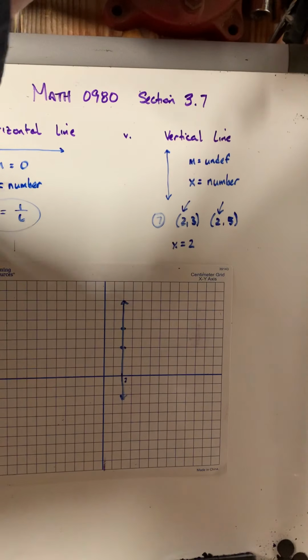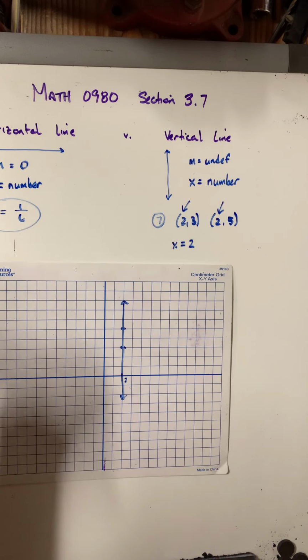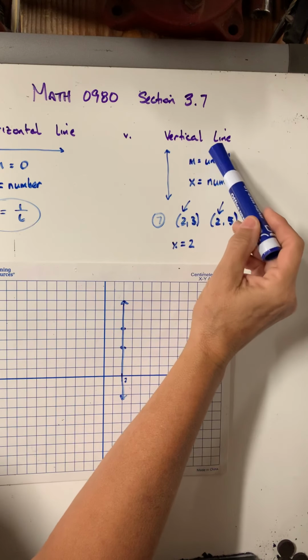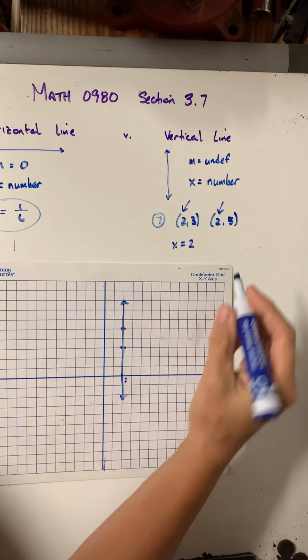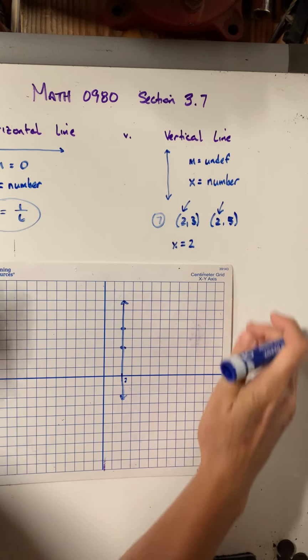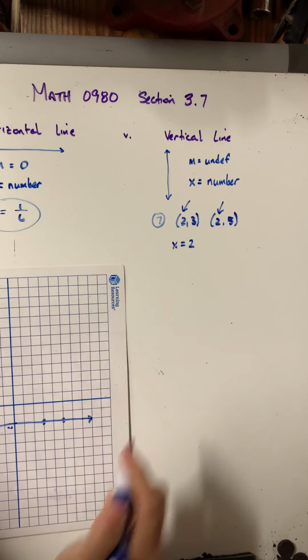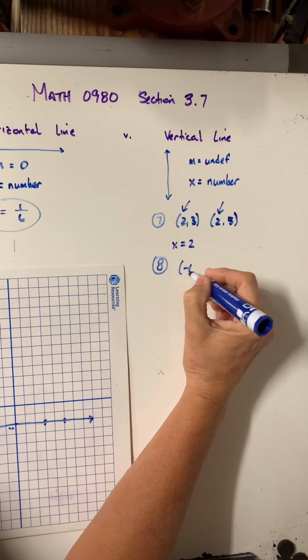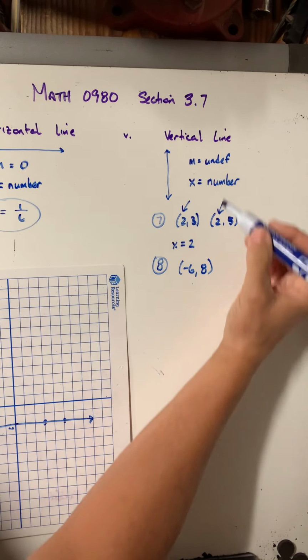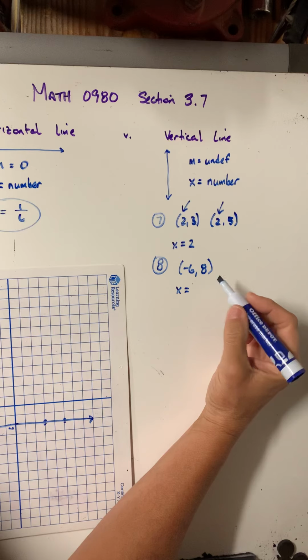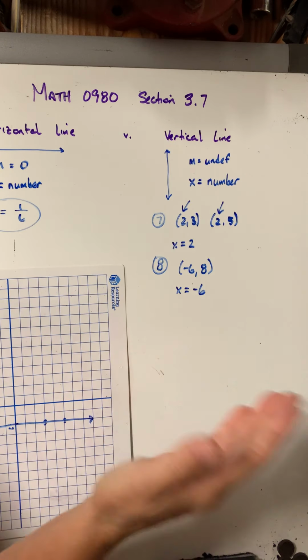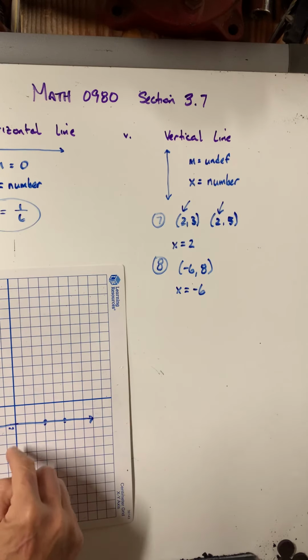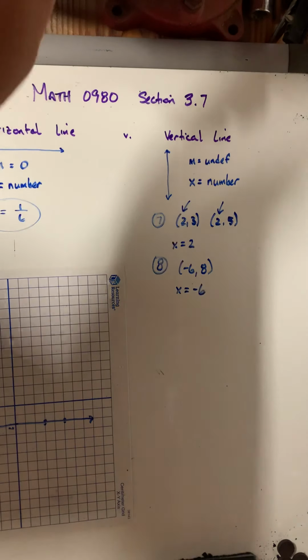Let's look at question number 8. Find an equation of the vertical line. So they tell me it's a vertical line, so I already know it's x equals a number. And then they say it goes through the point (-6, 8). Well, if I know it's vertical, it has to be x equals, what would it be? It would have to be the x value of that point. X equals -6. You could plot the point (-6, 8), draw a vertical line, and you'll see that it goes through -6 on the x-axis.